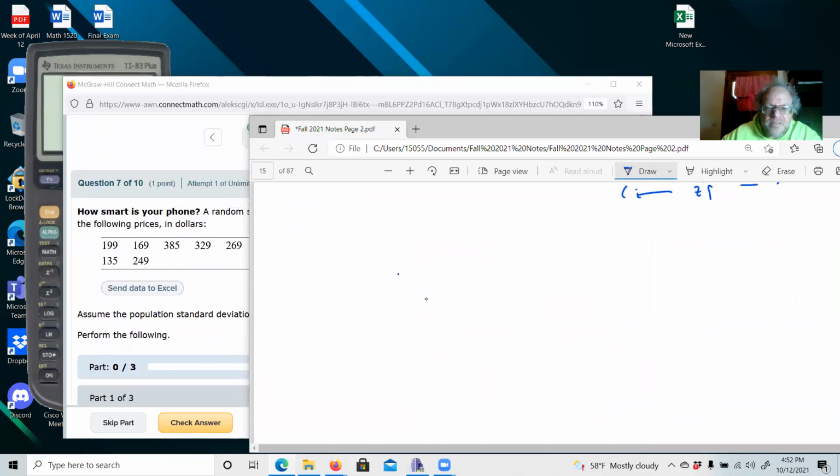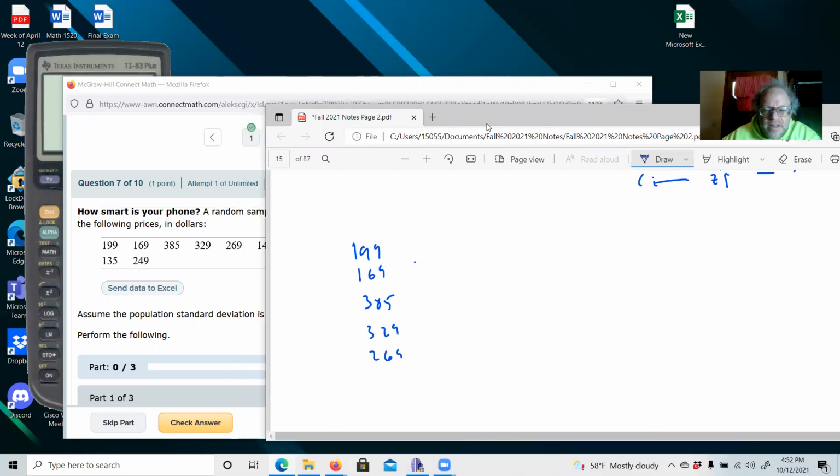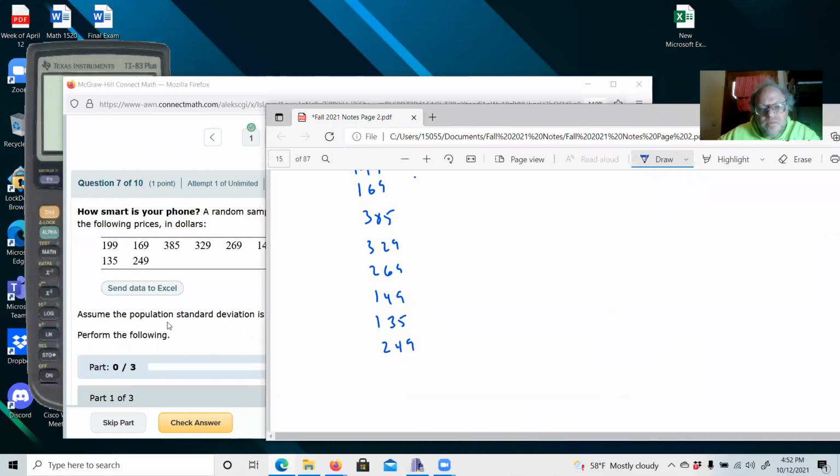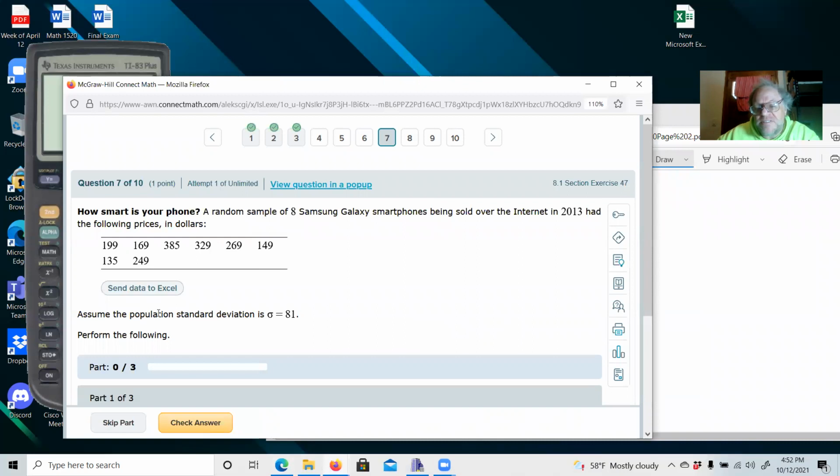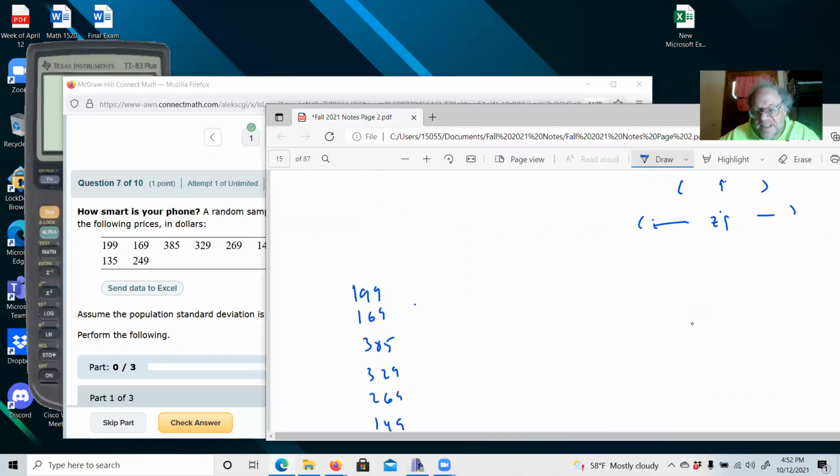So what we're going to do is say the prices are 199, 169, 385, 329, 269, 149, 135, and 249. And because this is chapter 8.1, they have to tell us the population standard deviation. The population standard deviation was 81. They'll let us calculate that ourselves in the next section.